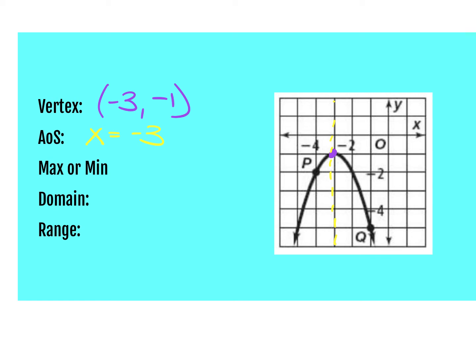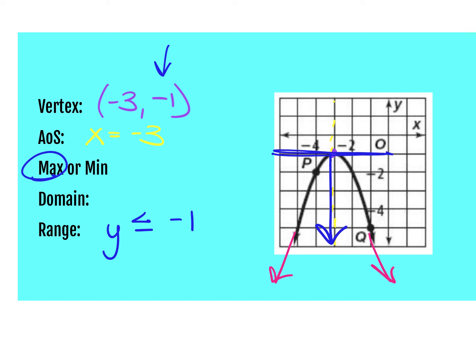This time though, we have a maximum. So because of that maximum, we're talking about here and down for the range. So let's go ahead and do the range first. So this would be all the y values that are less than or equal to, and it looks as though we are at -1. So for our domain, once again, because it continues in both directions, this would be all real numbers.